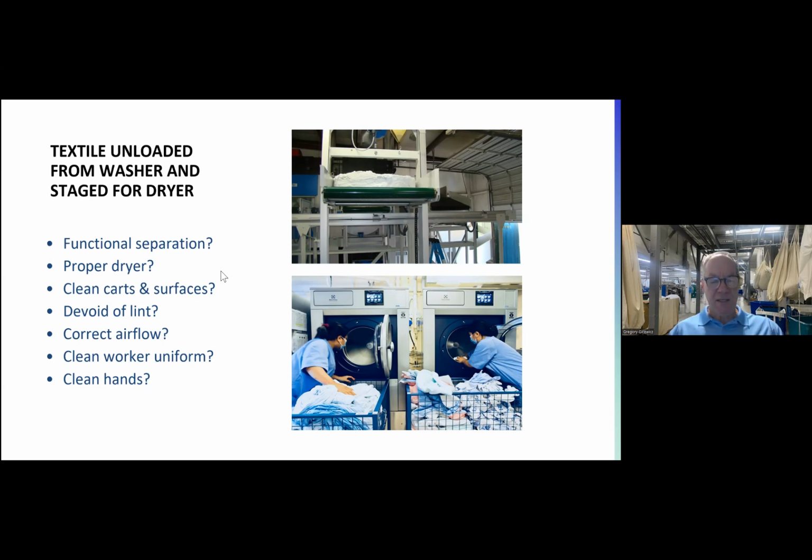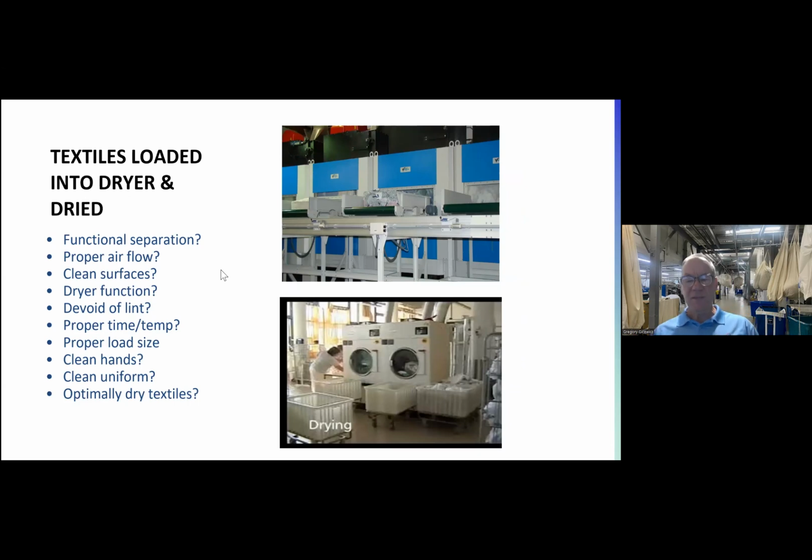So now we've staged it for the dryer. Now we're actually drying it. And here's again a tunnel washer drying system, kind of an array of dryers, lots of automation. Here, maybe this is more like what's going on in your facility where there's conventional washers, very manual, from the textiles being dried here. So are they loaded into the dryer and dried properly? Is there functional separation? This is a clean area. We want to make sure the air is clean. There's no lint. Are the hands clean? Are the surfaces, are these carts clean? Because if they're not, contamination. Are these conveyors clean? If not, then there's contamination as well. Uniforms again. And then very important, are the textiles dried optimally?